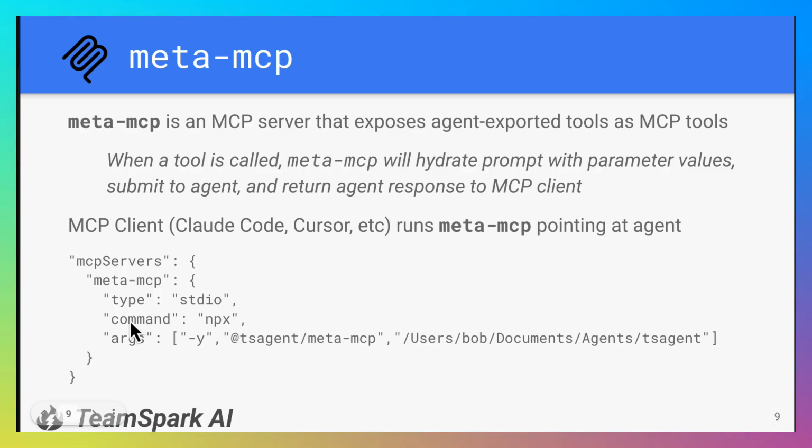This is a standard IO. We're just doing npx, and we're running the published version of TsAgent Meta-MCP. And the only parameter it takes is the agent that you want to point it at. So like you've gone in and created this agent called TsAgent. And now you want to expose its exported tools to, say, Claude Code, then this is what you dump into Claude Code. You just say, hey, let's go run this Meta-MCP server on top of this agent.